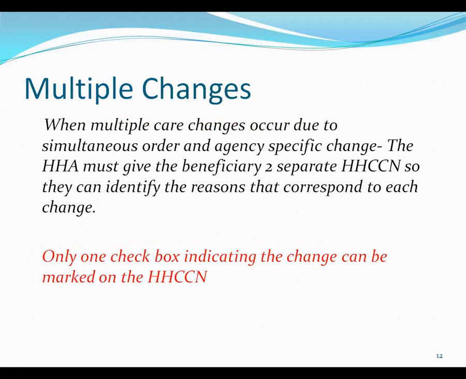So sometimes you actually could have a multiple change. And what the regulation says is that when multiple care changes occur due to simultaneous order and agency-specific change, you must give the beneficiary 2 separate HHCCNs so they can identify the reason that corresponds to each change. So basically what it's saying is you only can check one of the boxes.